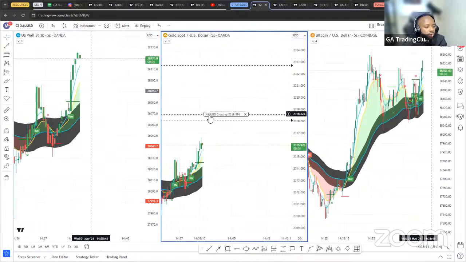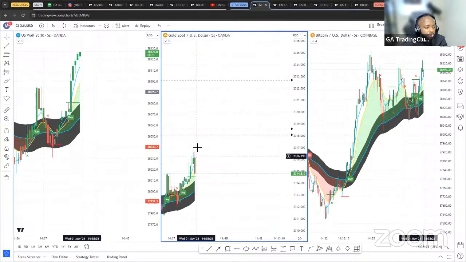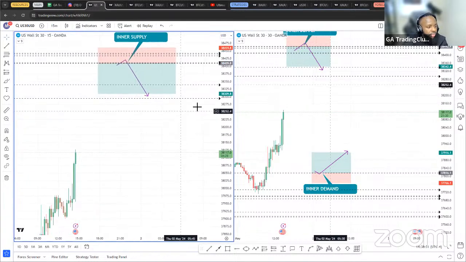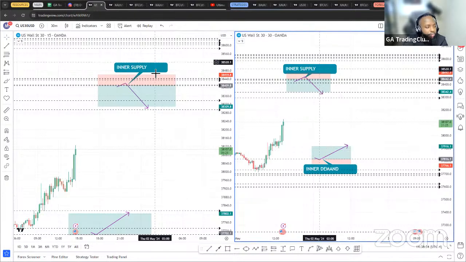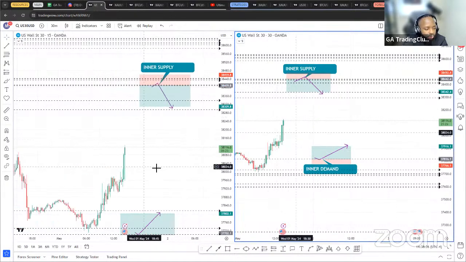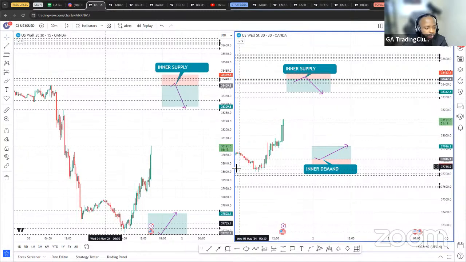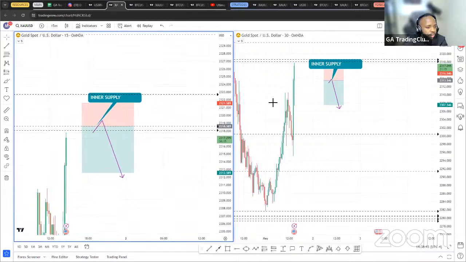All right, so this is the hourly supply and this is the 15-minute supply. So I'm looking for gold to tap 2318.6 and see if we get anything. So US 30 carries on, it's pushed to the upside. Remember the path we drew, to the upside, looking to complete all these structural areas. And gold is coming up here as well.